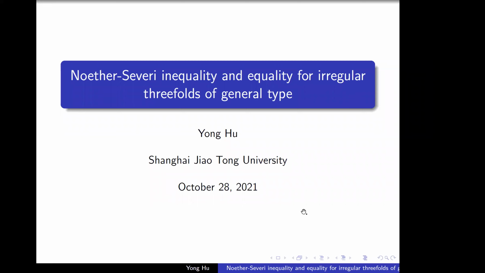OK, let's begin. Hello everyone. Today I'm very happy to introduce Professor Hu Yong from Shanghai Jiao Tong University. Today he is going to talk about Noether-Severi inequality and equality for irregular threefolds of general type. Okay, thank you. You can start.